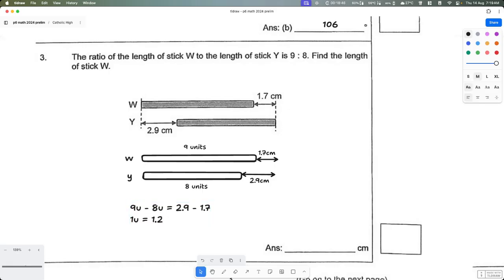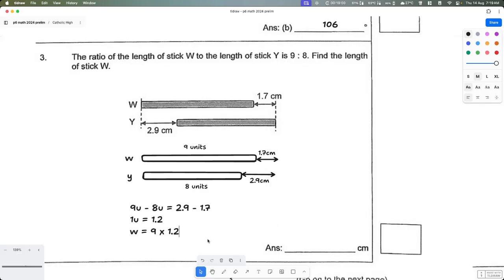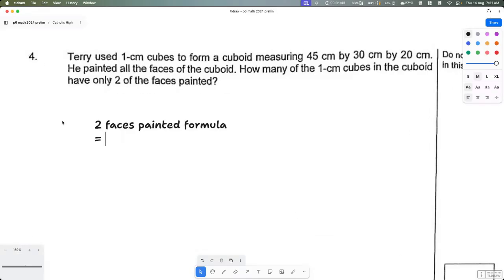W is equal to 9 units, which is 9 times 1.2. We can use our calculator here. 9 times 1.2 will give us 10.8 centimeters. And that's the answer, 10.8. All right. Let's move on to the next question. Question number 4.